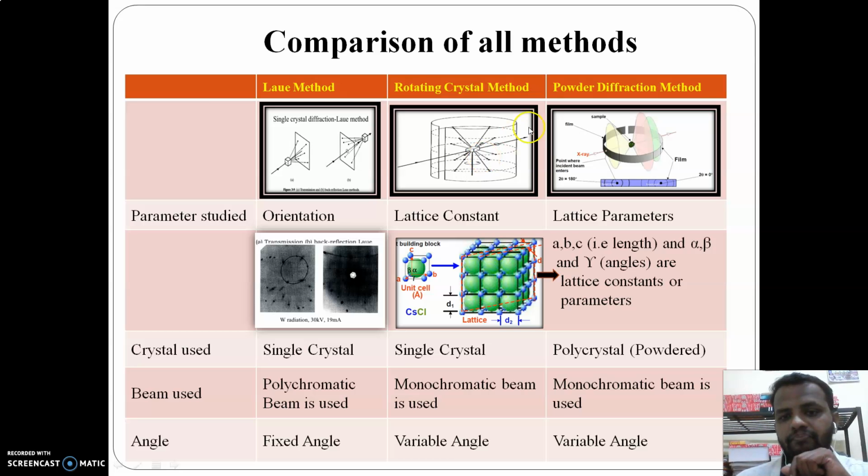The same thing slightly varies in powder diffraction. In powder diffraction, again we have three components: the X-ray, photographic film, and the sample. The only thing which varies is the location. Here you can see there is a similarity between rotating crystal and powder diffraction regarding the orientation of the photographic film.